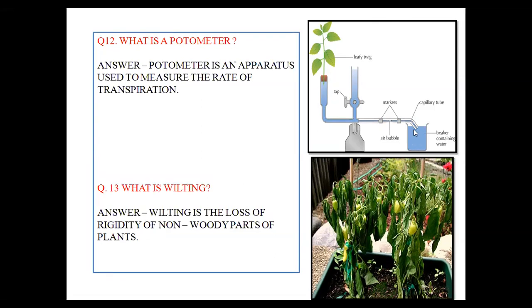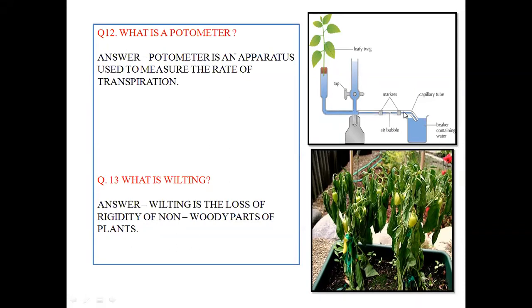Now, what happens when the twig starts uptaking the water? The air bubble which we have introduced here will also move towards the plant, which shows that this movement occurs due to uptake of water by this leafy twig. And as a result, we can measure the rate of transpiration. That is why it is an instrument used to measure the rate of transpiration.